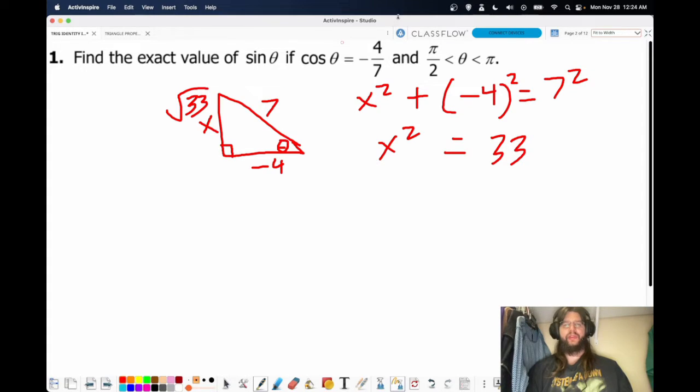Alright, and if we think sine is opposite over hypotenuse, so sine of theta is going to equal square root of 33 over 7.